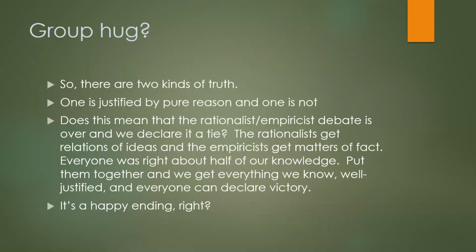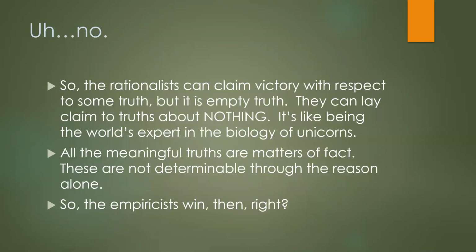So we have our two kinds of truth. We have two groups, the rationalists and the empiricists, looking for justifications for truth. Does it mean that everybody just gets something and we go about our merry way? This is Hume, of course not. On the one hand, it is absolutely true that one of the two categories is justified exactly the way the rationalists say, and those are our relations of ideas. Those are justified by pure reason. And so the rationalists win that hand.